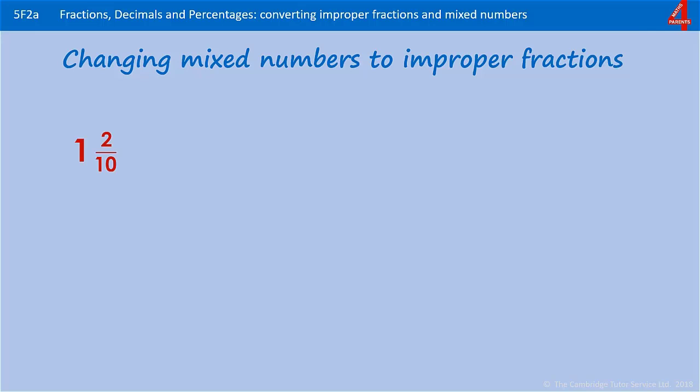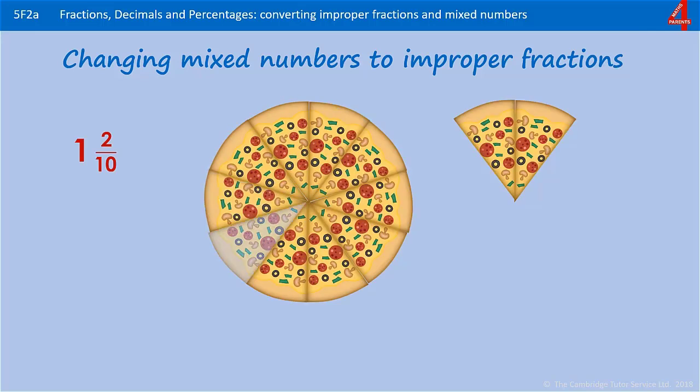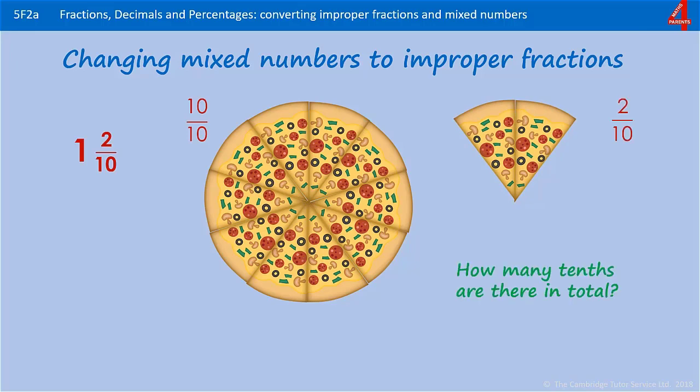We're going to start with the mixed numbers, and we're going to convert those to improper fractions. So here we have 1 and 2 tenths. To represent that, we have pizza that's been cut into 10 pieces plus 2 extra tenths. So we have 10 tenths and 2 tenths. How many tenths are there in total? If we have 10 tenths and we add 2 tenths, that equals 12 tenths. And you can see now that that is an improper fraction.